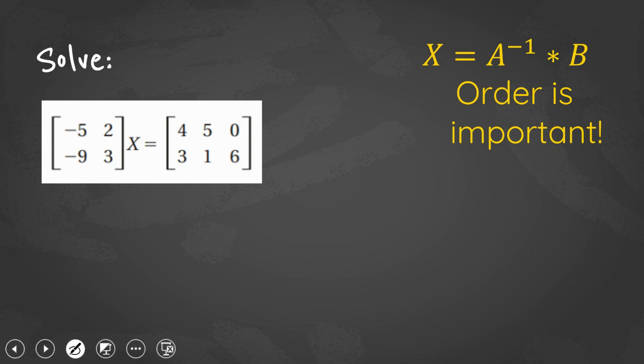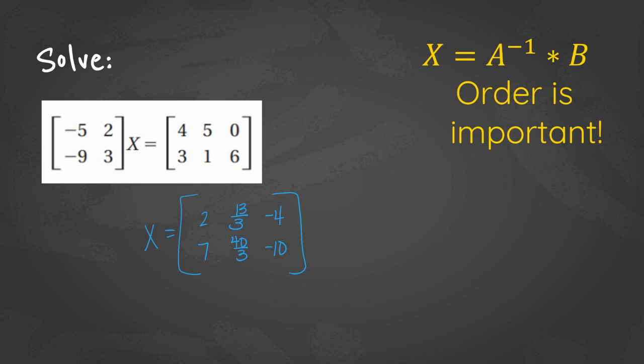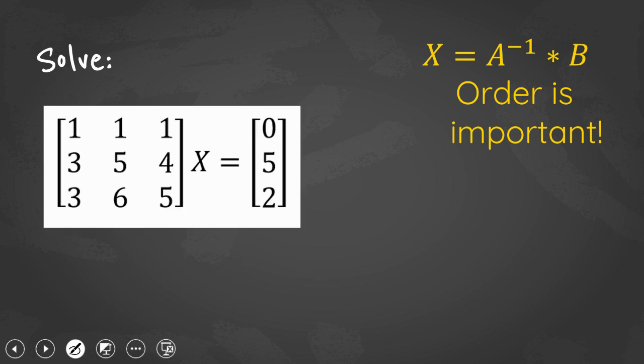And your answer should be something that you're going to need to convert to a fraction because you get those ugly decimals. So we've got 2, 13/3 and -4, 7, 40/3, and -10. All right, so go ahead and check that out. Make sure that you remember, choose the math button and hit enter to convert to a fraction. We always want to be as exact as possible. So please make sure that your answers are in fraction form. I would expect to see them like this, and not with the decimals.